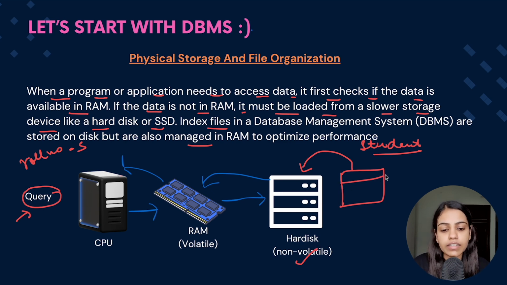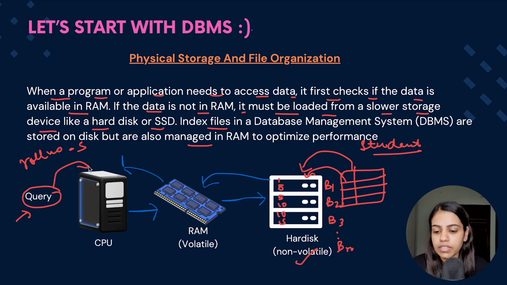Now inside the table there are multiple records. We store these records in some blocks, so there are blocks like B1, B2, B3 till Bn. There are a couple of blocks in our hard disk, and in each block we store some data. Consider that in this block we are storing roll numbers 1 to 5, then 5 to 10, then 10 to 15. In all these blocks we store all these records.